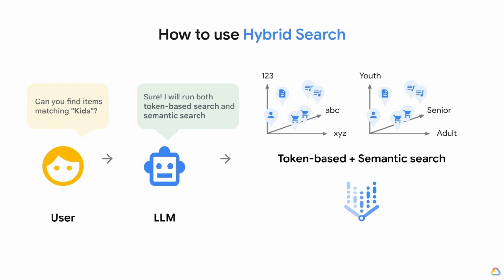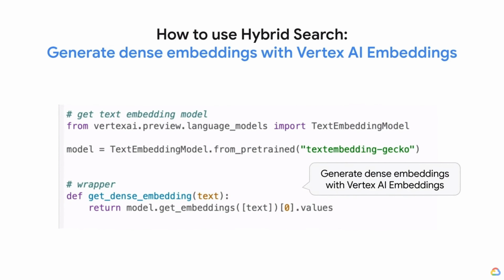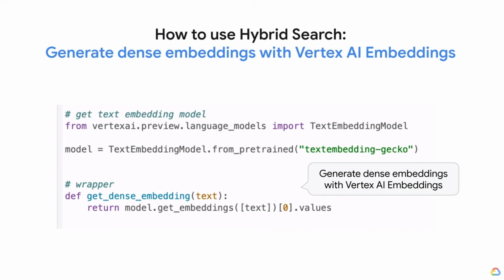Now we can improve our search by combining the strengths of both token-based and semantic search. This hybrid approach will allow us to find relevant results based on both the exact keywords and the meaning behind the query. With Vertex AI Embeddings API, you can effortlessly generate text embeddings for any given text. Just like in this code, these embeddings, used for semantic search, are also known as dense embeddings.